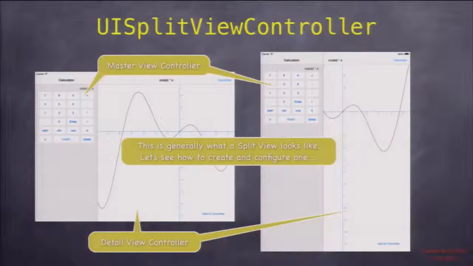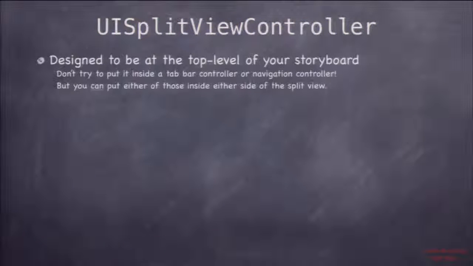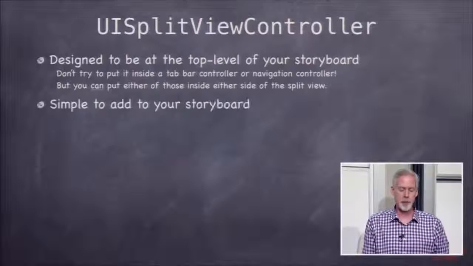Okay, this is a calculator, so it's got two MVCs, a calculator keypad MVC, and a calculator graphing MVC that knows how to graph things. So it's like a graphing calculator. The split view controller is designed to be at the top level, so don't put a split view controller inside a navigation controller or inside a tab bar controller. Just don't do it. It's not really designed to work that way. You can put those things inside it, on either side, but don't put the split view inside them.